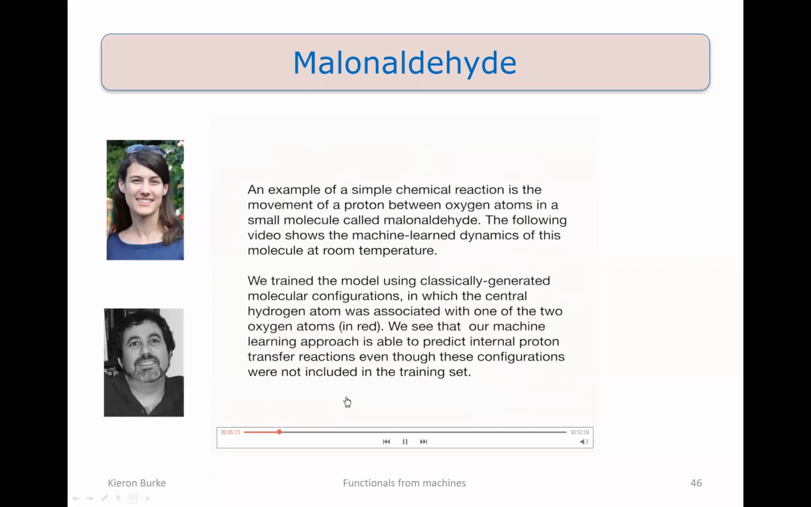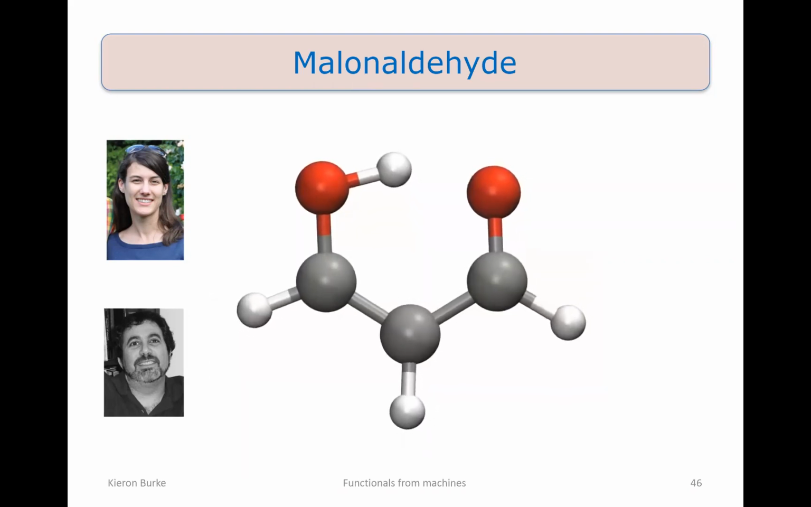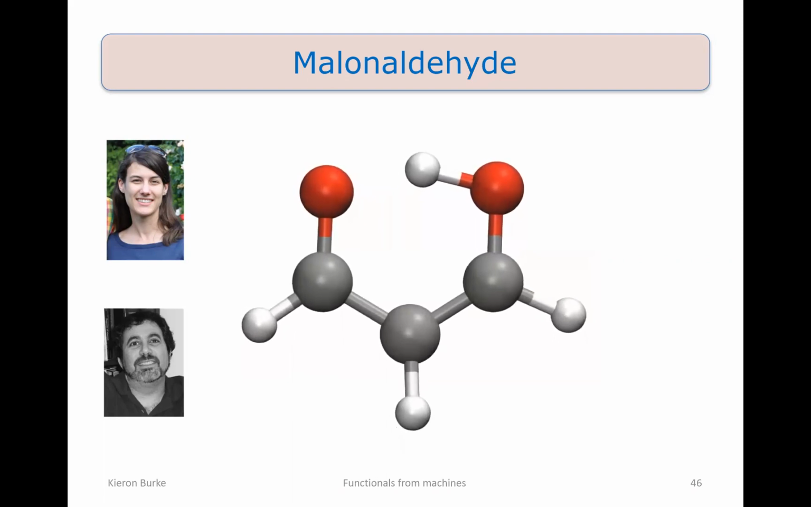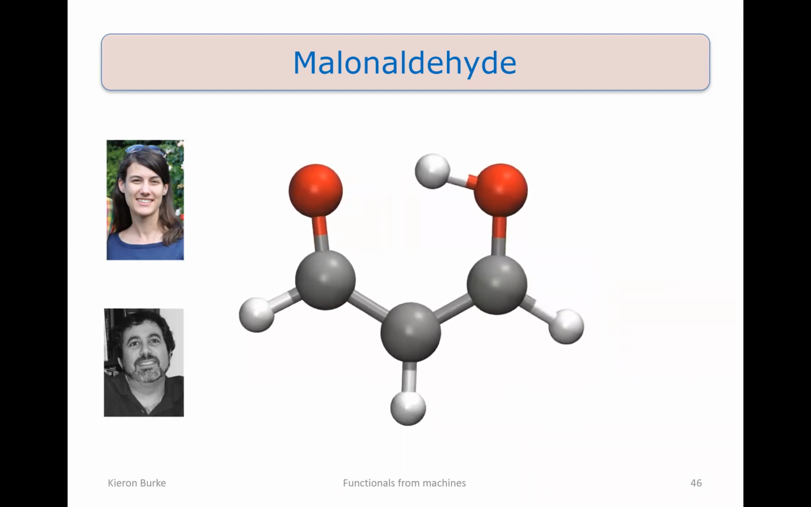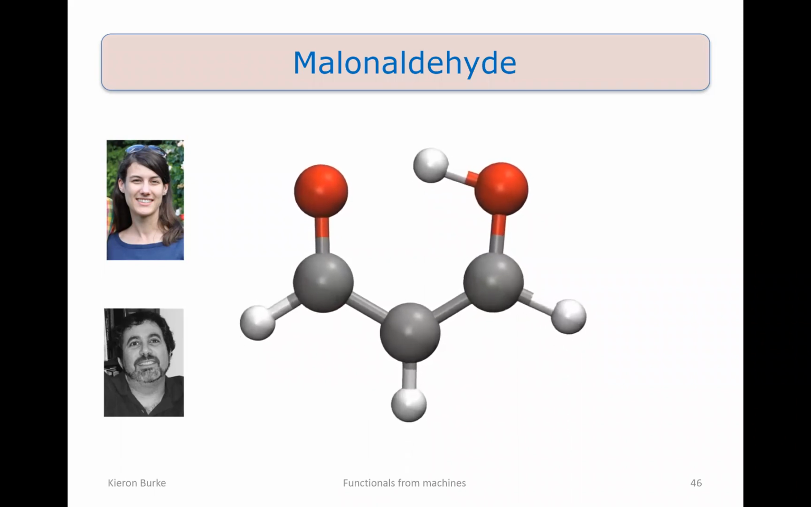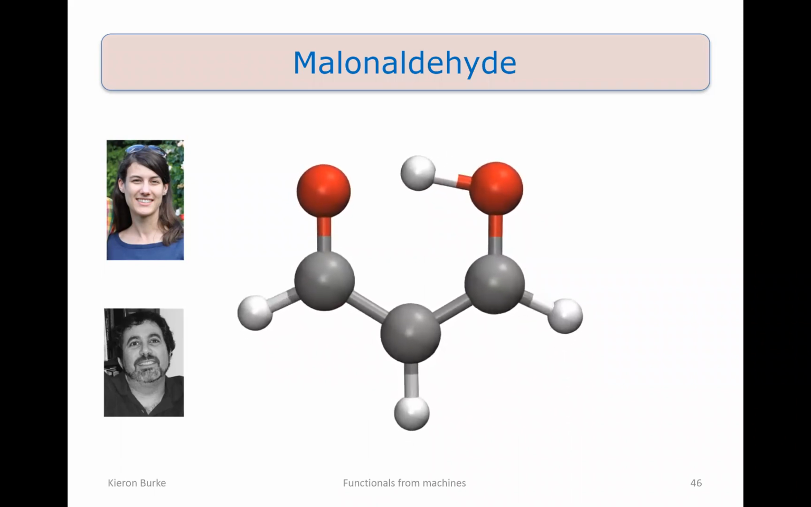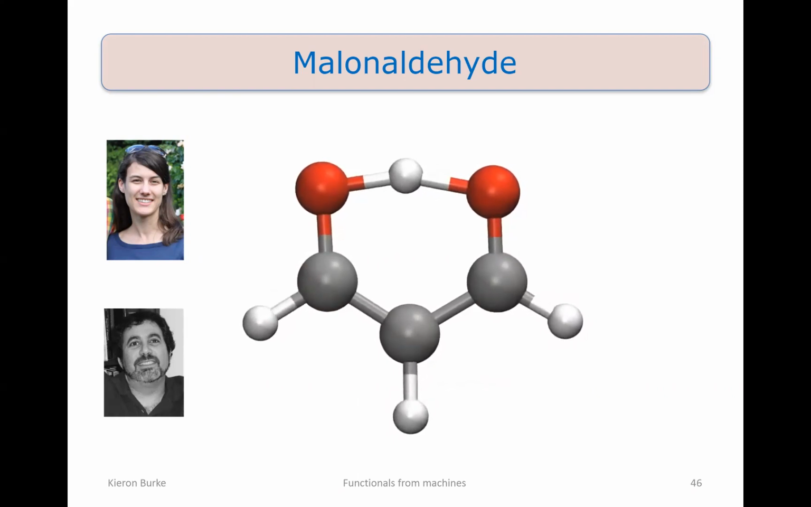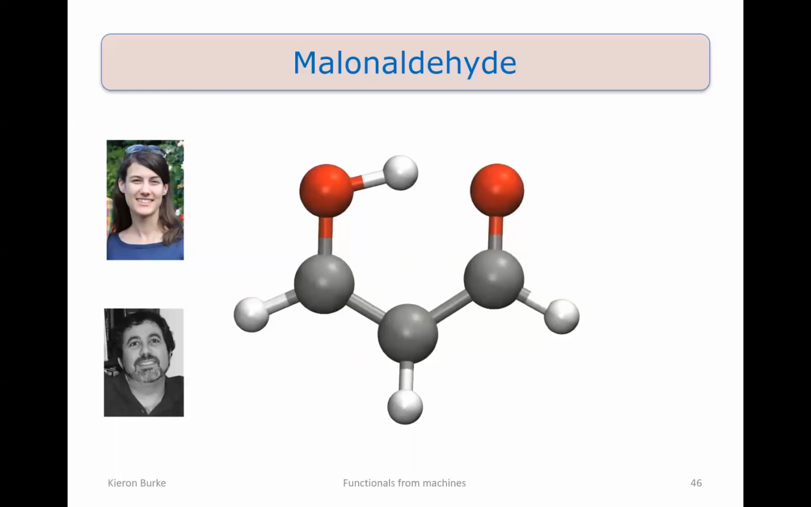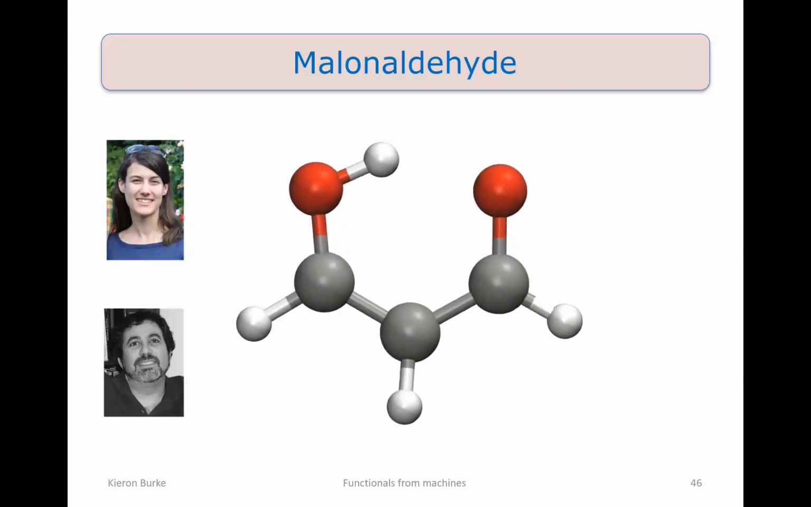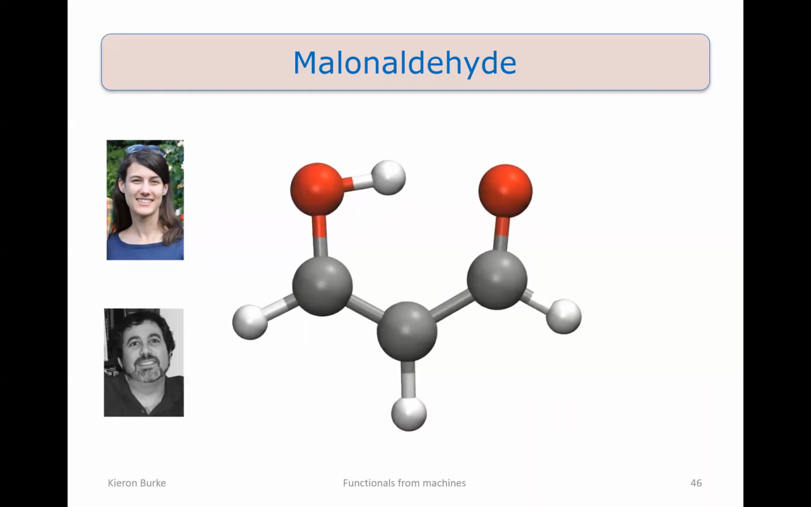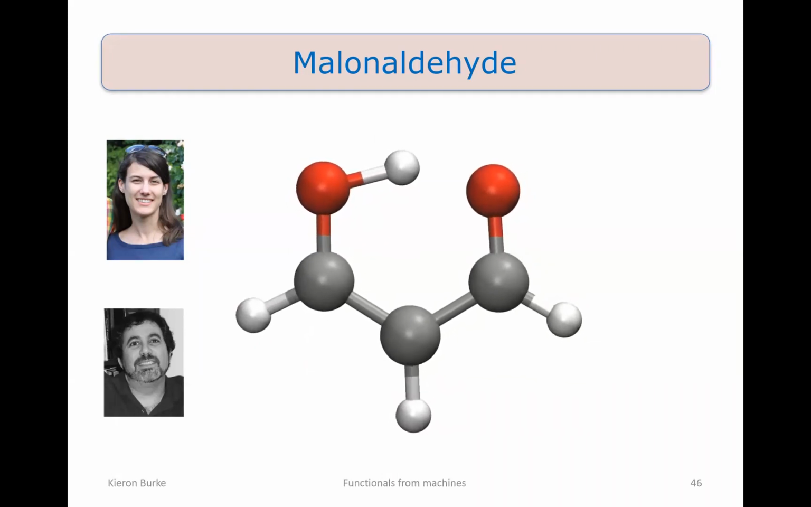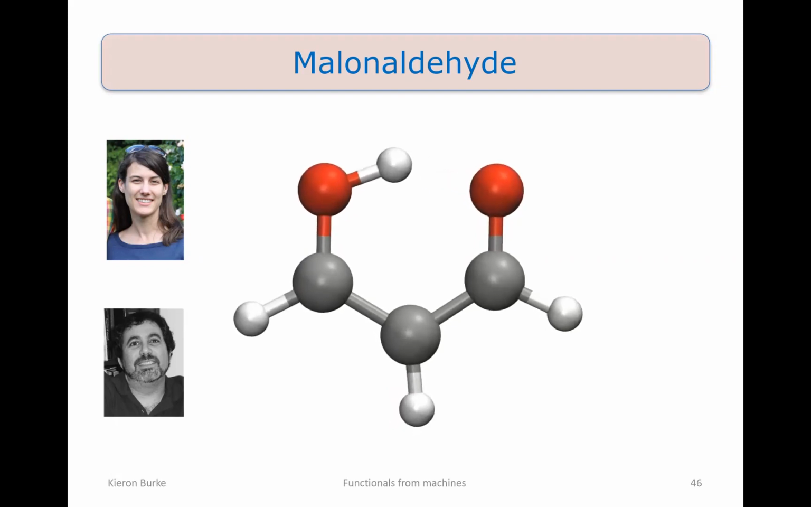Oh, there it is. So we did a sort of gas phase molecular dynamics, and this is malonaldehyde. And here it is. This is a hydrogen atom, and what's happening is it's transferring from one oxygen to the other during the simulation. What was cool about that was that this simulation was run entirely with the machine-learned Hohenberg-Kohn map for the kinetic energy.